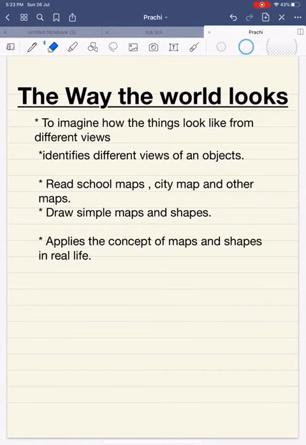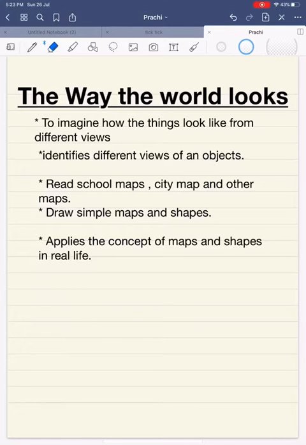So students, today we are going to start a new lesson, that is the way the world looks. Okay, so this lesson, you can relate with the lesson which we have learned in class 3, that is where to look from. If you recall that lesson, it is very easy for you to study this chapter.